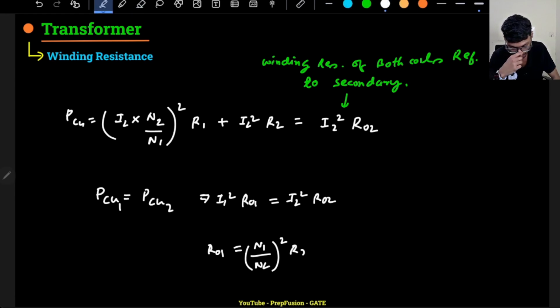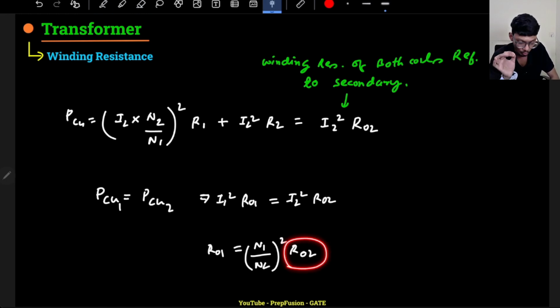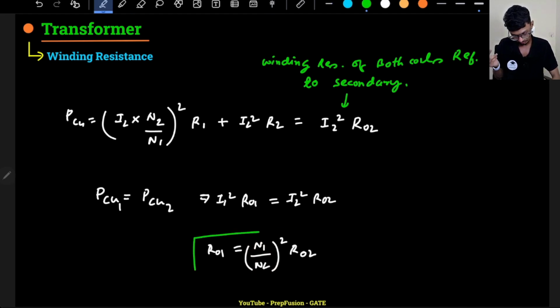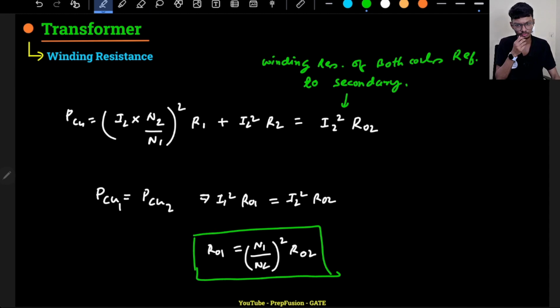So if you want to refer any impedance, the same formula we are using, right? I wanted to refer the winding resistance in the secondary to the primary. So what I have to do is multiply by the number of turns in the primary divided by the number of turns in the secondary, whole squared. So very simple, just using the same referring concept.